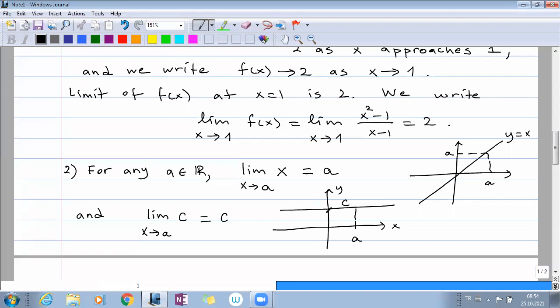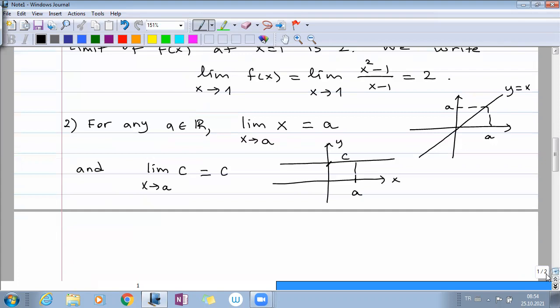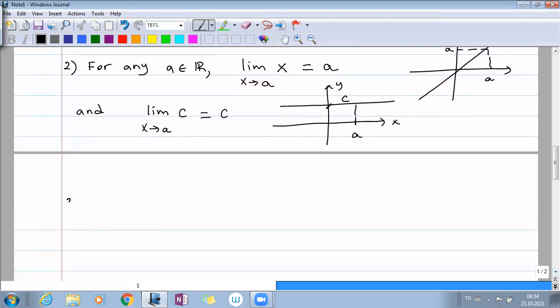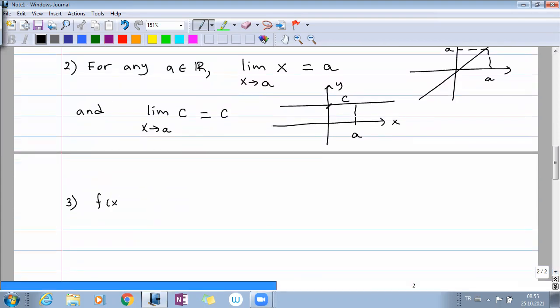Okay, so as I said, the limit is about the behavior of the function for the values of x near a, but not at the point a. So as another example, consider the partially defined function: it is x plus 2 if x is not equal to 3, and it is minus 10 if x is equal to 3.